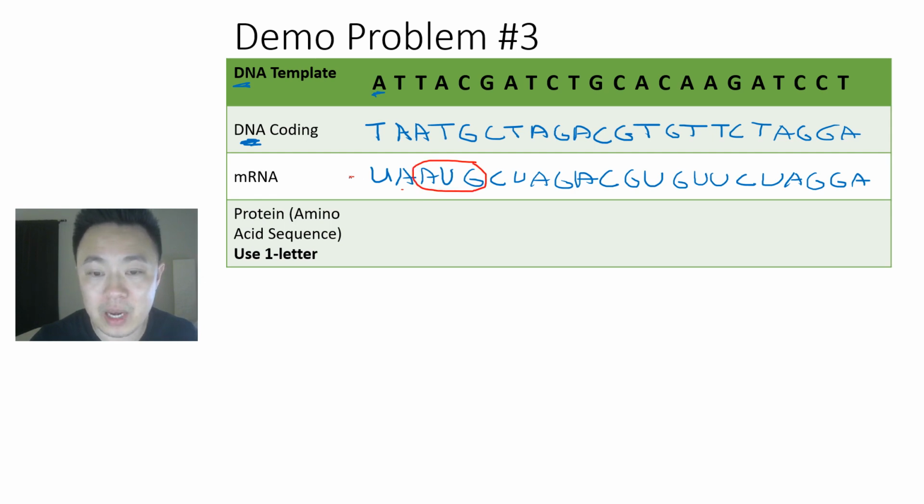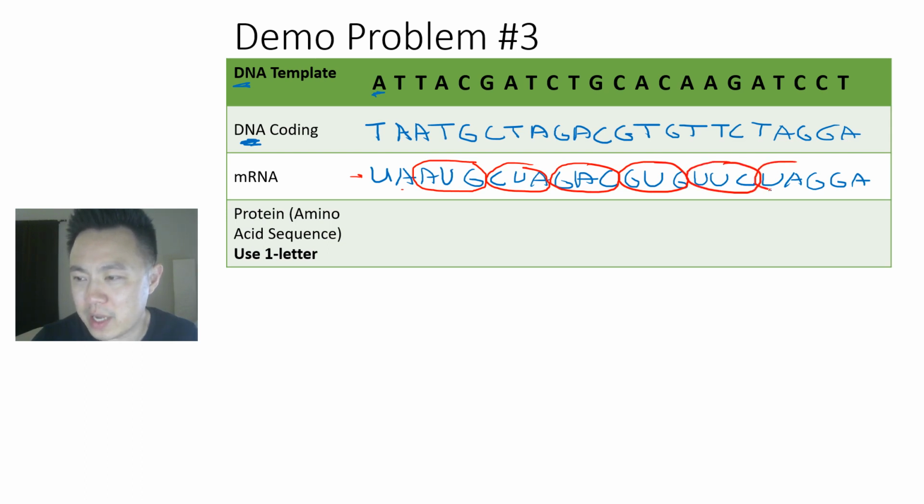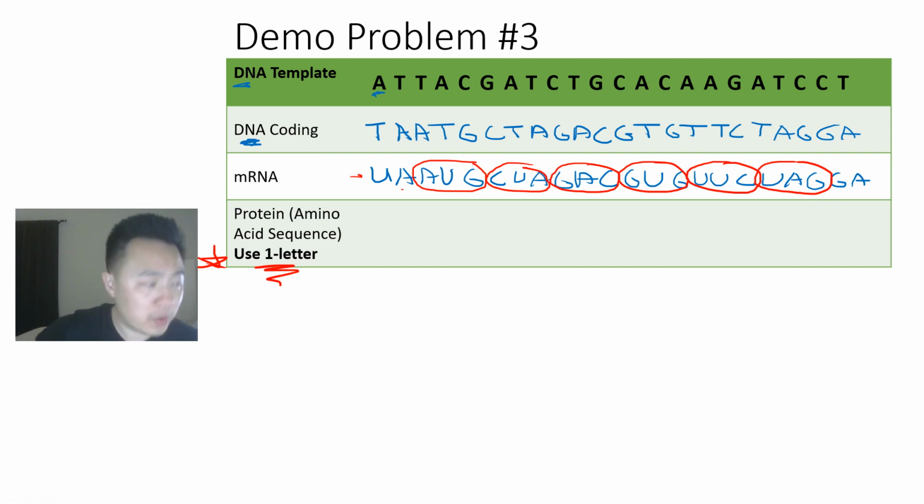Okay, remember, starting from the leftmost side, and then circle every 3 letters after that. Here we go. Every 3 letters after that. No more, no less. Every 3 letters after that. All right. Now, what is the amino acid sequence? And in this problem, it wants me to use the 1 letter. Okay, so here we go. AUG, we already know that's methionine.